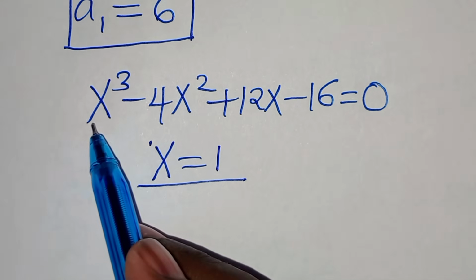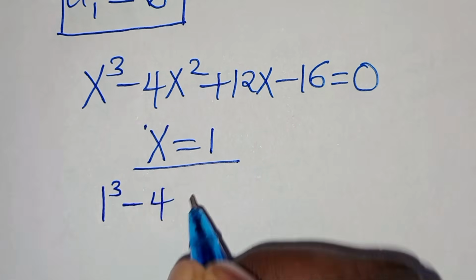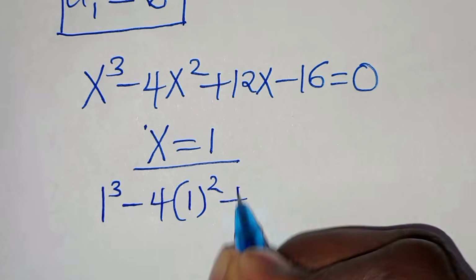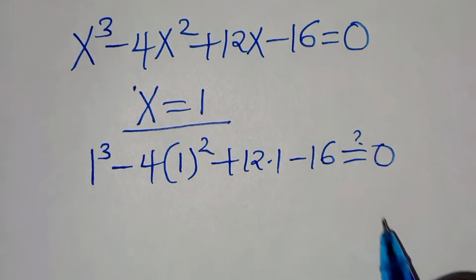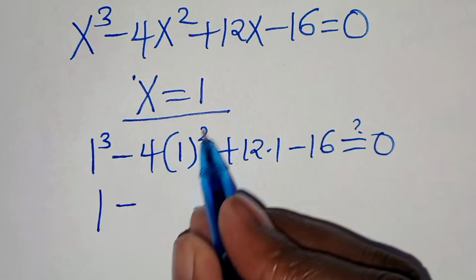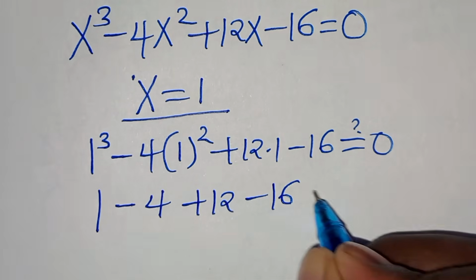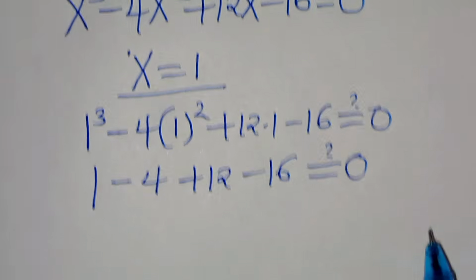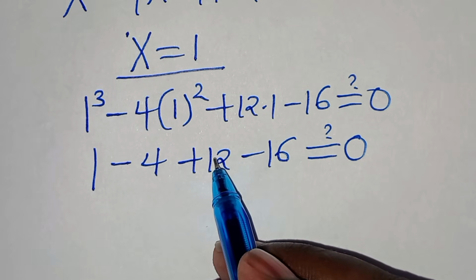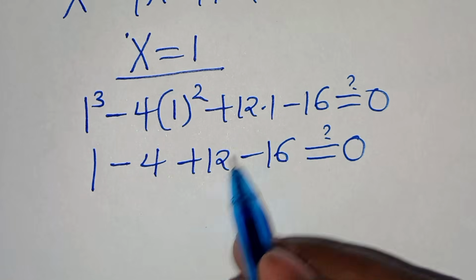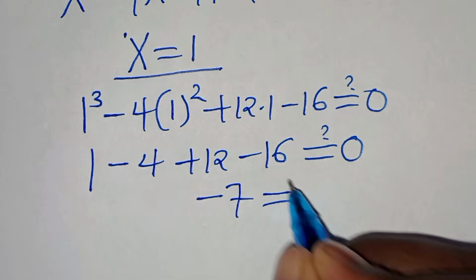So if we substitute x equal to 1 here, this means we have 1 to the power of 3 minus 4 times 1 to the power of 2 plus 12 times 1 minus 16. Let's see if this is equal to 0. So this is 1 minus 1 squared is 1 times 4. This is 4 plus 12 minus 16. Let's see if this is equal to 0. So 1 minus 4, this is minus 3 plus 12. This is 9. 9 minus 16. This is minus 7, which is not equal to 0.